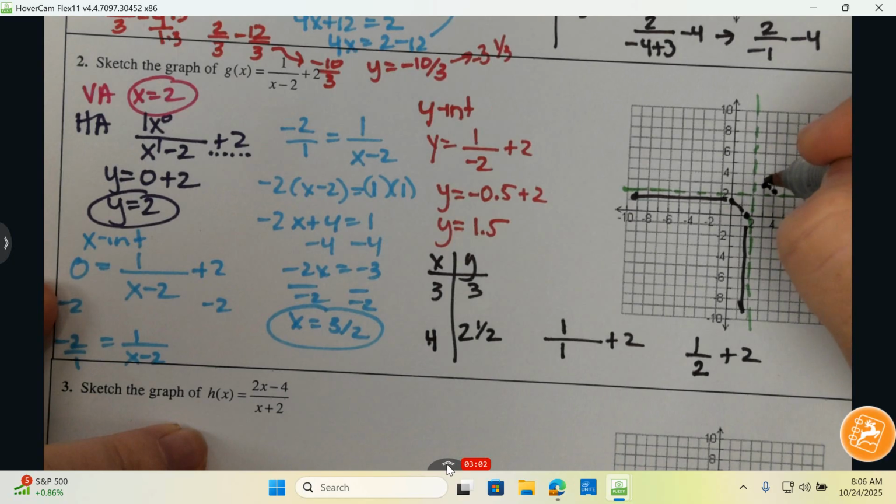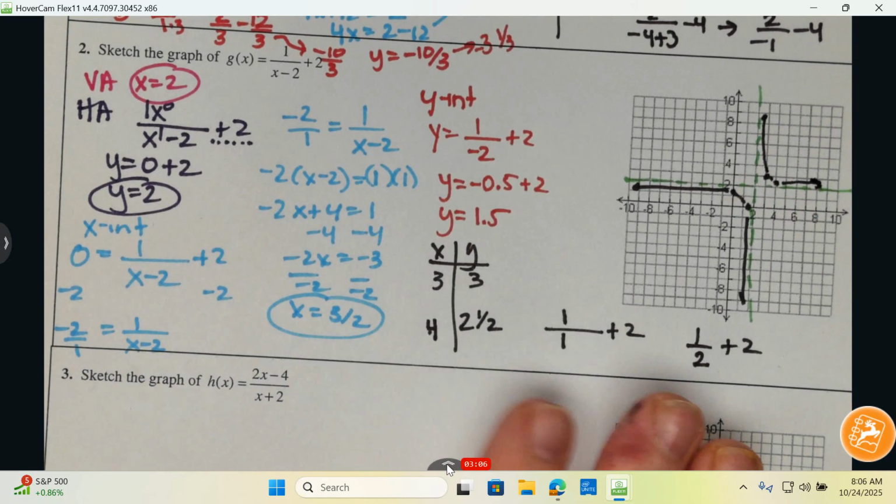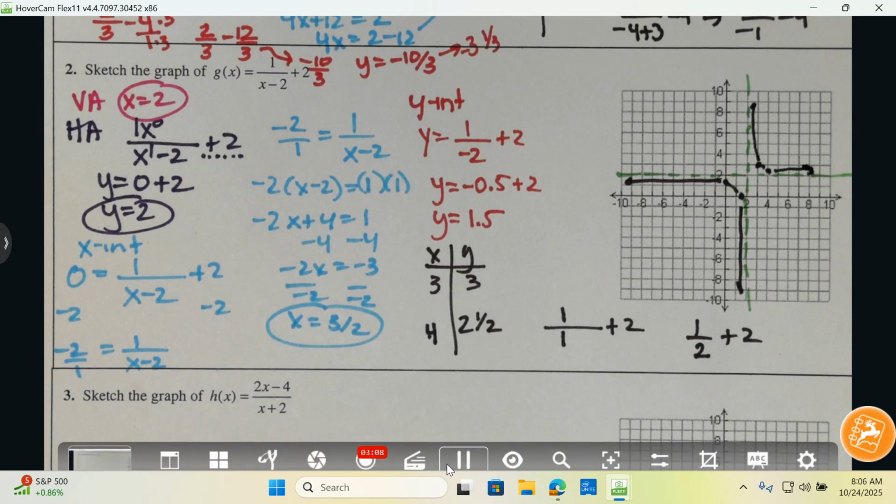And that's enough for us to see our critical points, getting closer and closer to the asymptotes, but never actually crossing or touching.